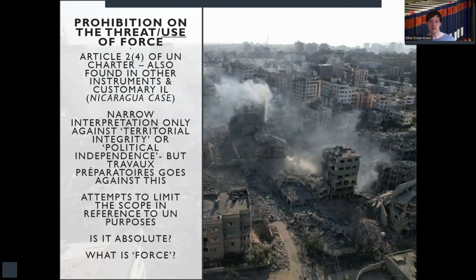So importantly, looking at the Charter in some more detail, this prohibition on the threat or use of force is described, as I mentioned, as a cornerstone of the international community. And it explicitly says all members shall refrain in their international relations from the threat or use of force against the territorial integrity or political independence of any state, or in any other manner inconsistent with the purposes of the United Nations.